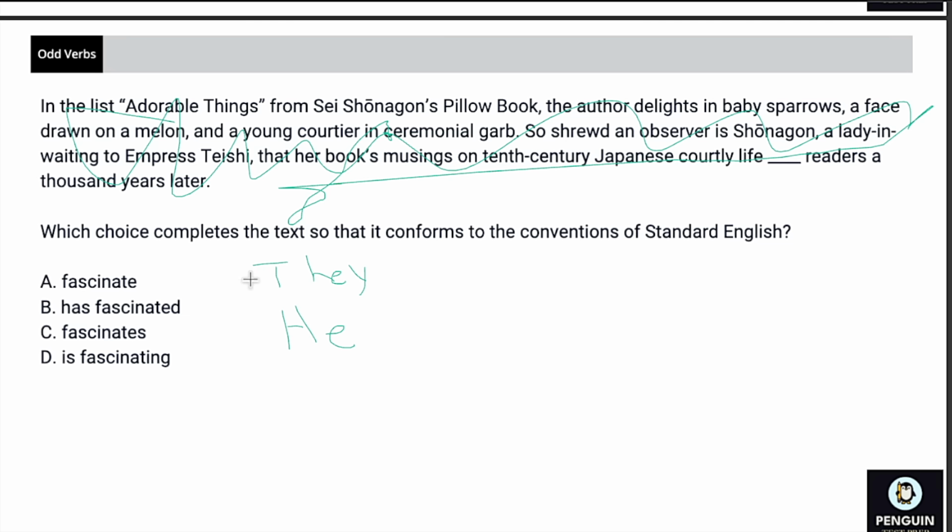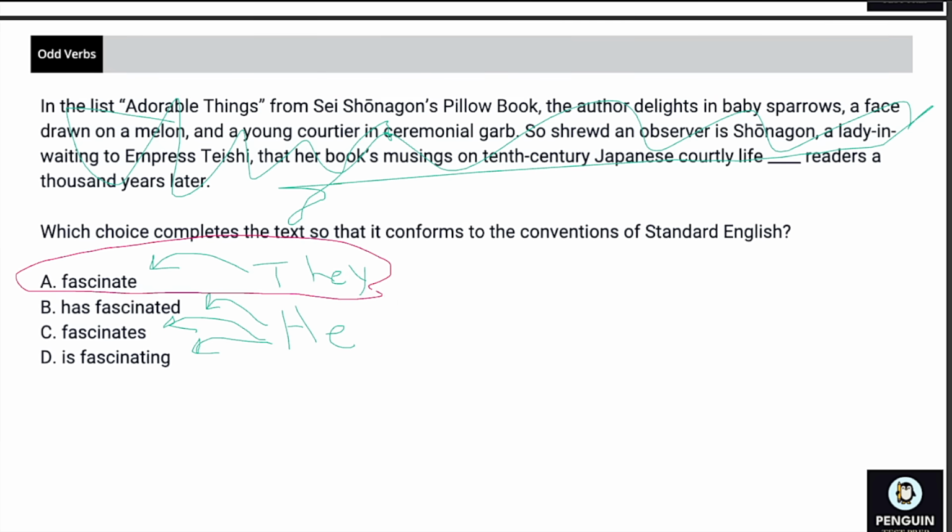For example, we would say they fascinate. We would say he has fascinated. We would say he fascinates. And we would say he is fascinating. The odd verb out is the one that connects to they because it's the only one that connects to they. So our answer is choice A.